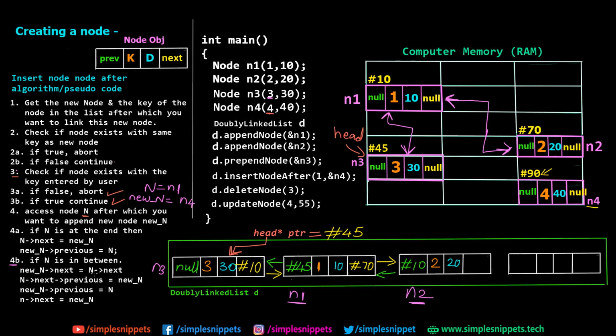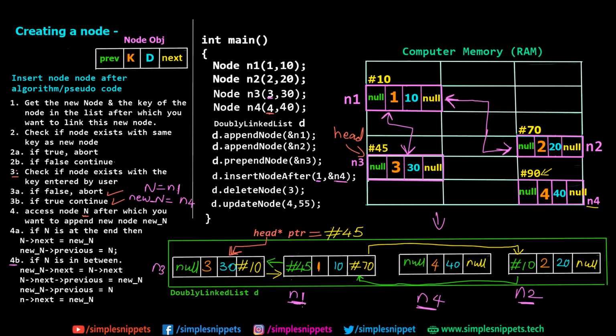Okay, so what just happened over here? First, what I'm going to do is just shift this n2 over here because we have to insert n4 over here. So let me just show it to you. Okay, so what I did is I just shifted n2 over here because n4 is supposed to come in between n1 and n2, right? So this is where we want to insert n4. So we are passing n4 and we want to insert n4 after the node having key as 1. Now key 1 is of n1. So this is where we want to insert it in between n1 and n2.